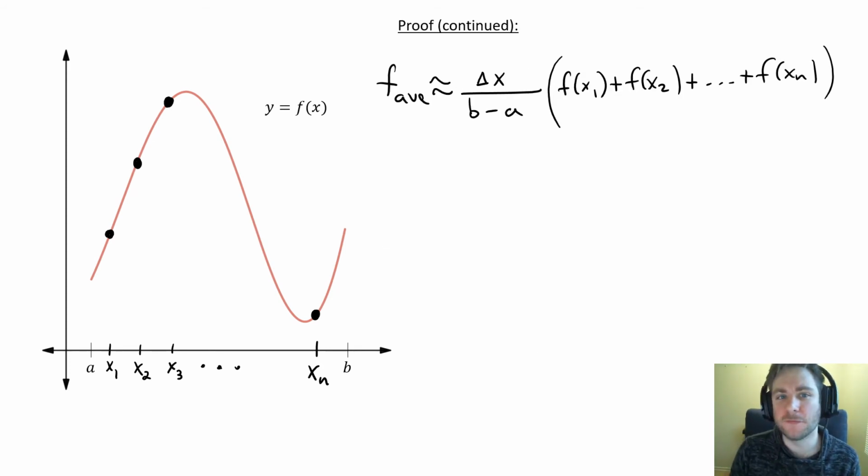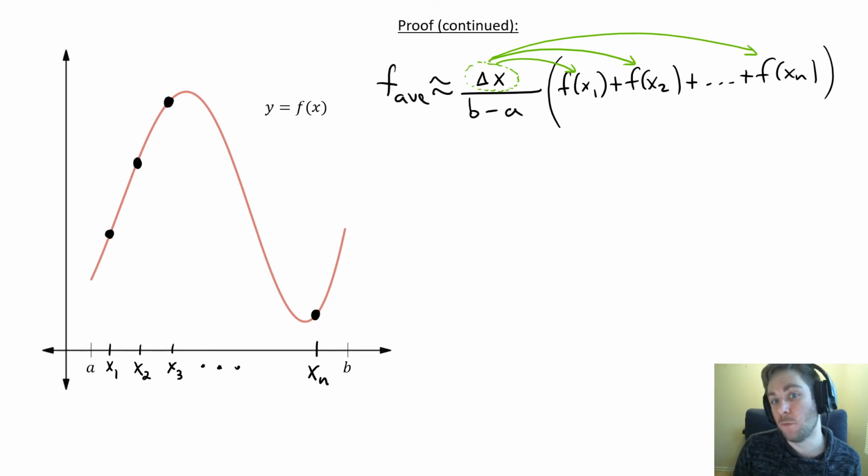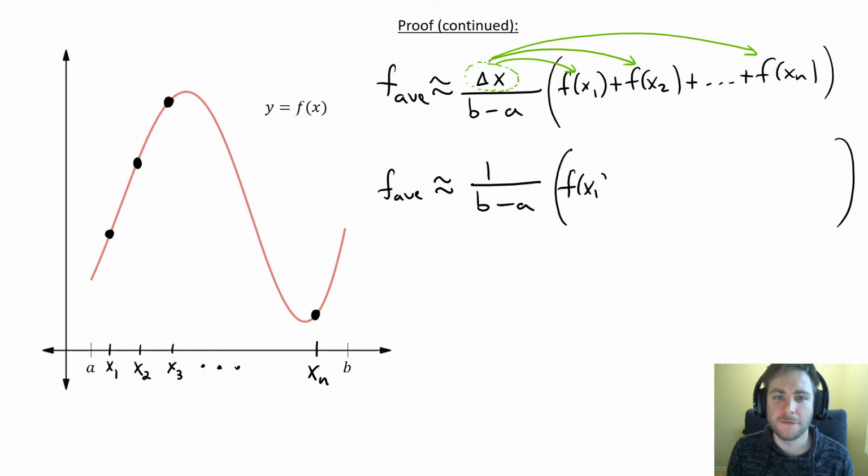You might notice this formula we've come up with is starting to look a bit like the one I gave you in the previous video, at least in that it has the 1 over b minus a in front. Well, actually it has delta x over b minus a, but this could become 1 over b minus a if we distributed this delta x into the brackets, as I've just shown here. So let's go ahead and do that. Multiplying delta x to the first term, we get f of x1 times delta x. The second term would be f of x2 times delta x, and similarly for the rest of these terms.